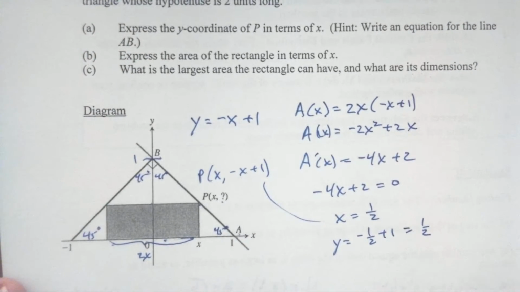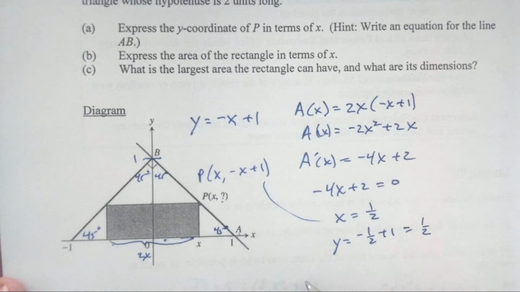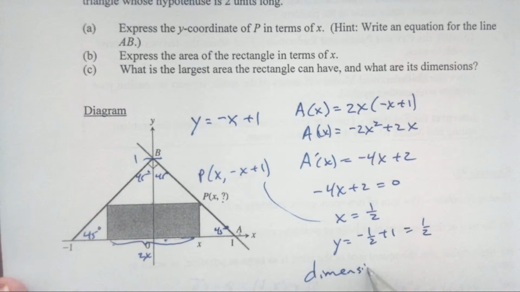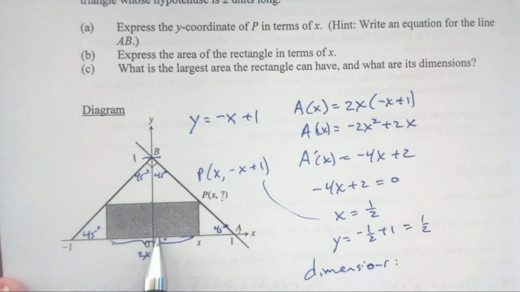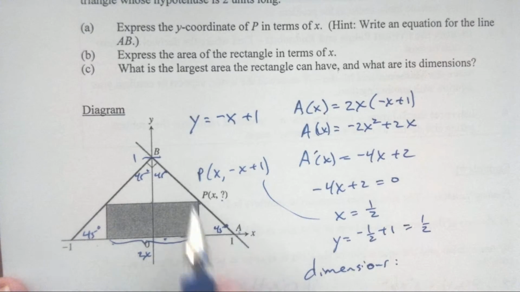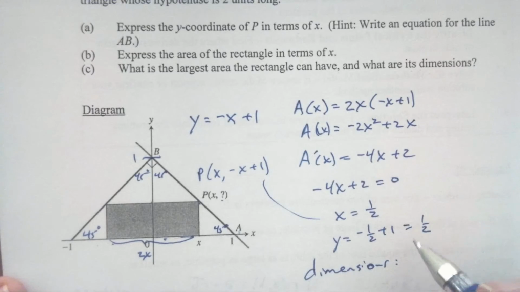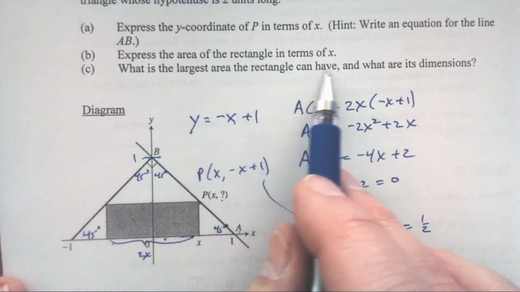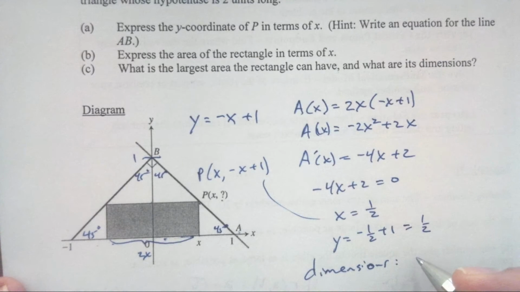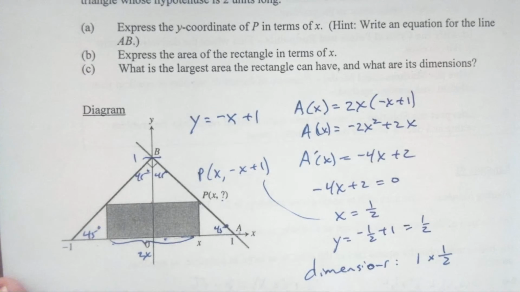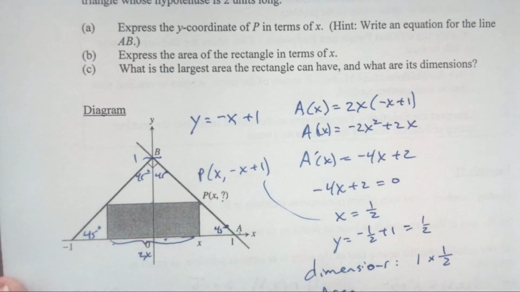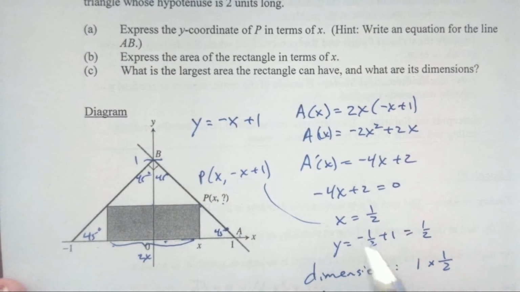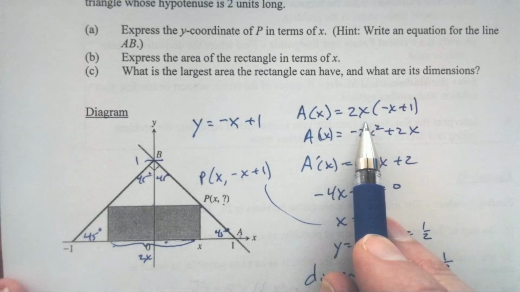So what is the largest area, and what are the dimensions? I'm going to go dimensions first. Our dimensions, if x is 1/2, we're 1/2 this way, 1/2 that way, and if y is 1/2, we're up 1/2. So for the dimensions of the rectangle with the largest area, our dimensions would be 1 by 1/2. Do we have units here? No units.